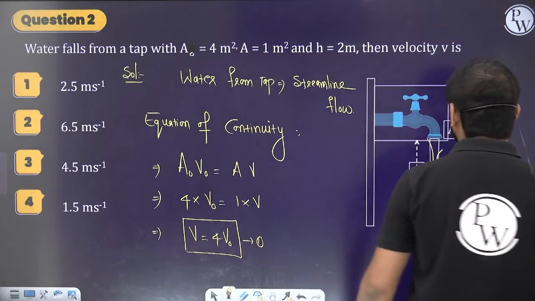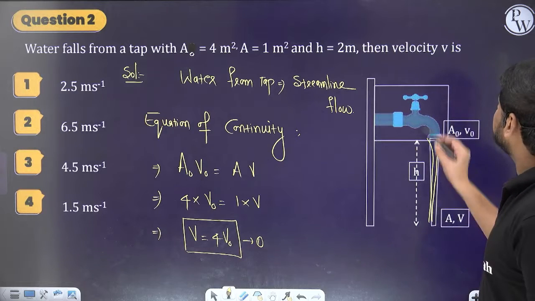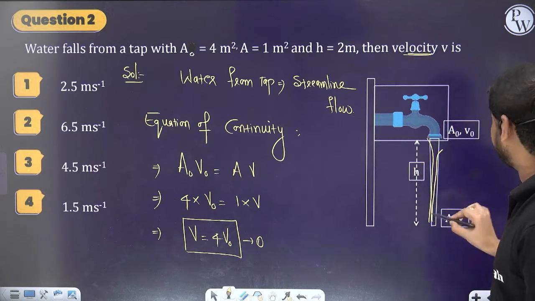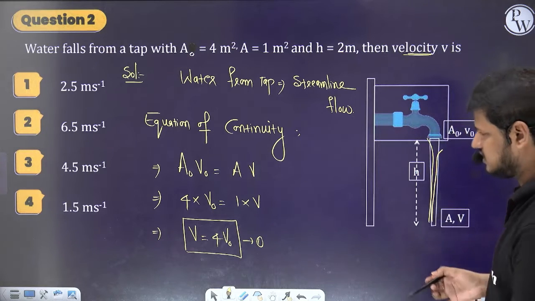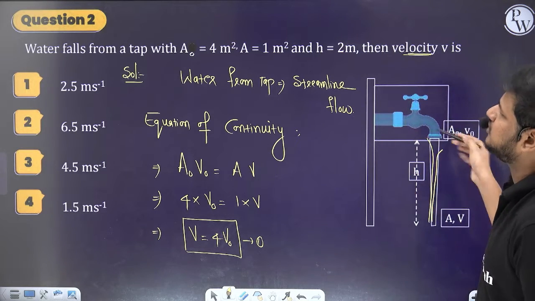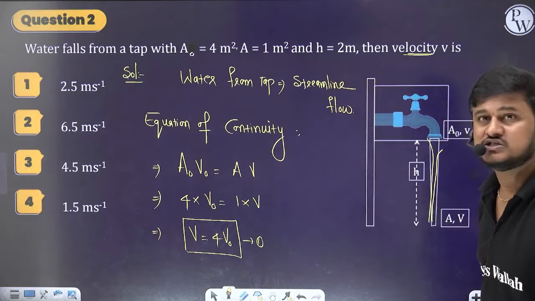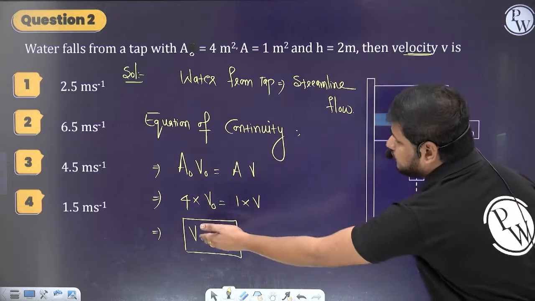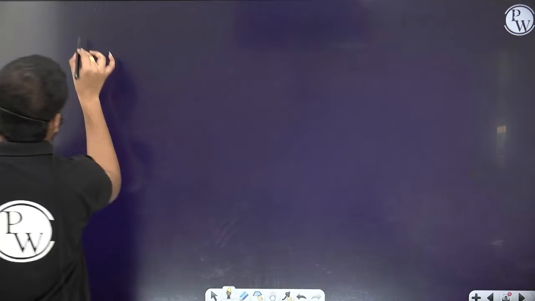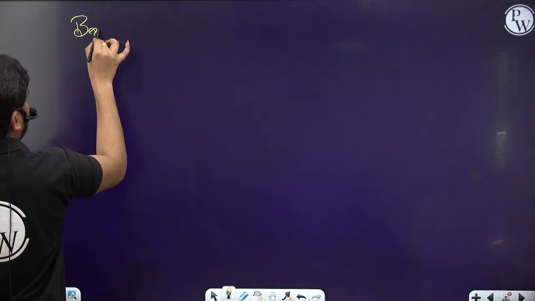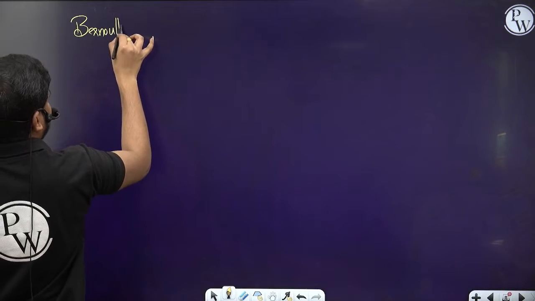So the first basic thing is, here they are asking what the velocity V is. Can we cancel out any options? No, because we don't know what V0 is. If we knew V0, we could cancel out some options. No problem, V is equal to 4 V0. That's fine. So now let's apply Bernoulli's principle.